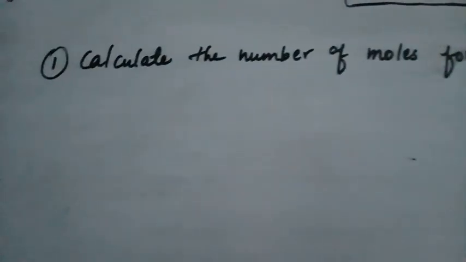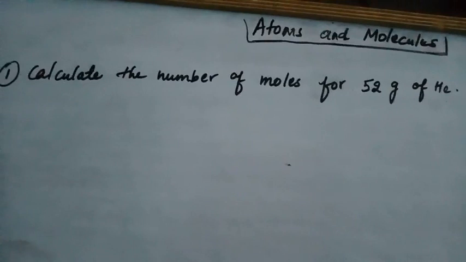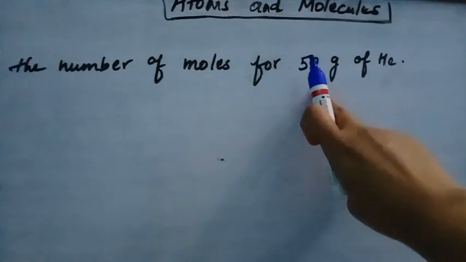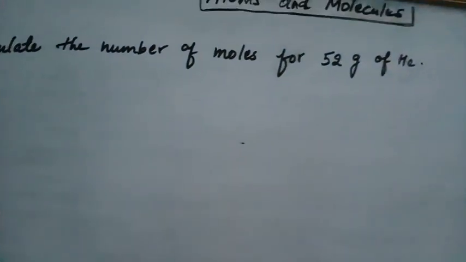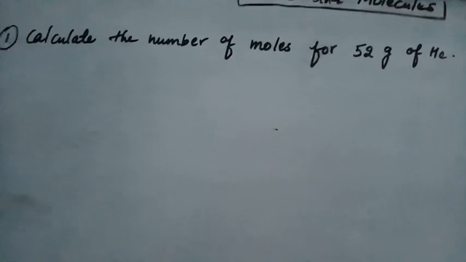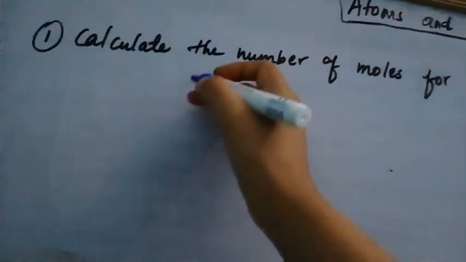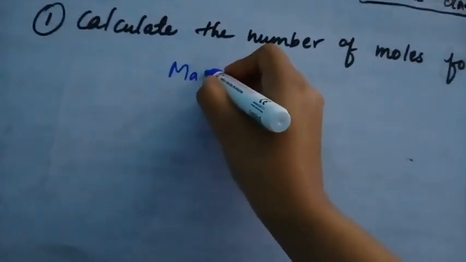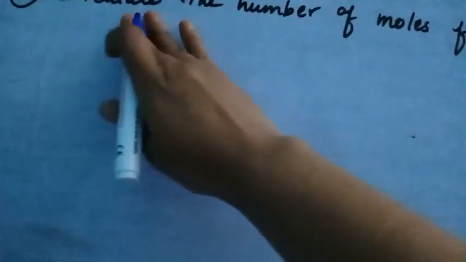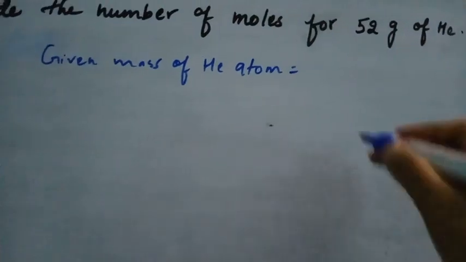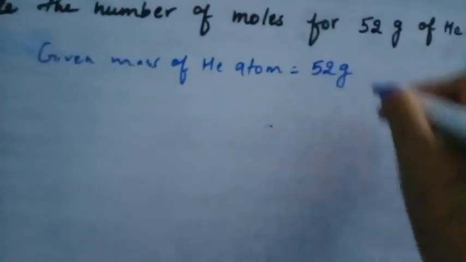First we will see what is given in the question. It is asking to calculate the number of moles for 52 grams of helium. It means how many moles are present in 52 grams of helium. So here the given mass of helium atom is 52 gram.